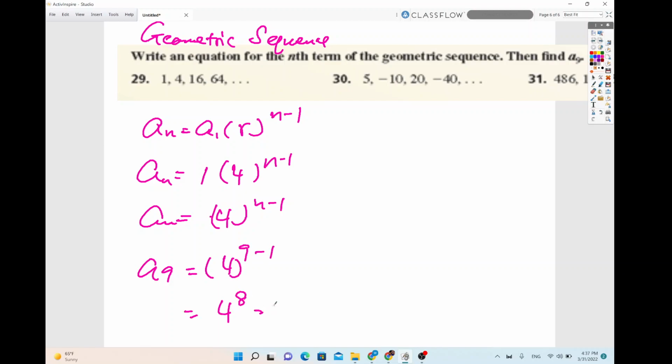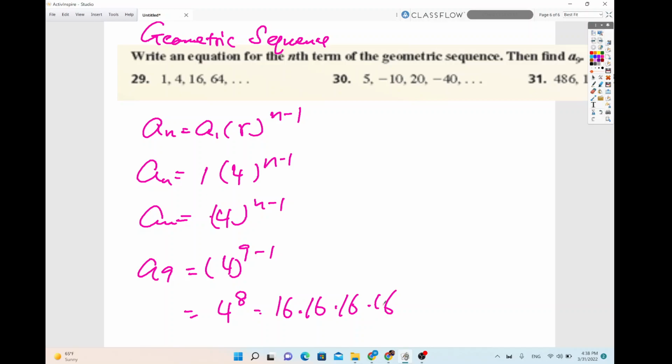So 4 to the power of 8, so 16 times 16, and then 16 times 16 again. Okay, well, let's see, I think I did it wrong. So just 4. You multiply 4 eight consecutive times. So 4 squared is 16, times 16 times 16 times 16. So it's going to be a big number.